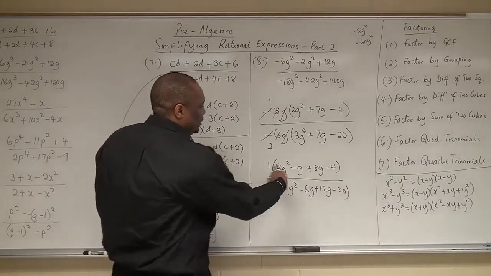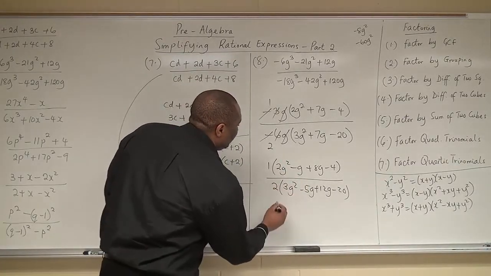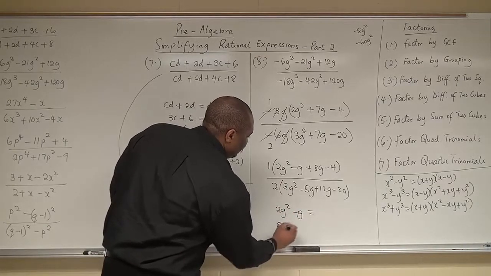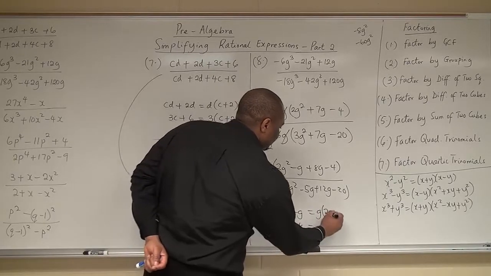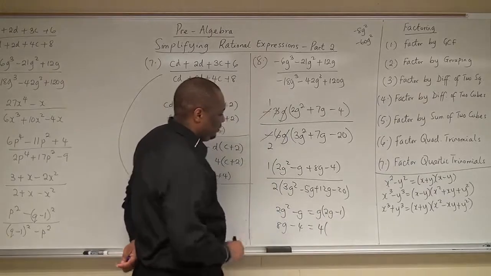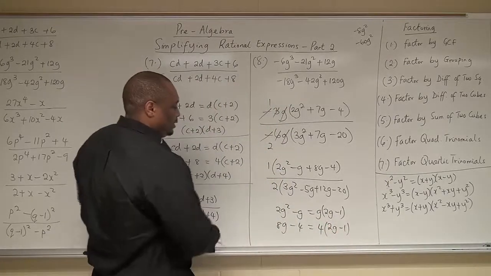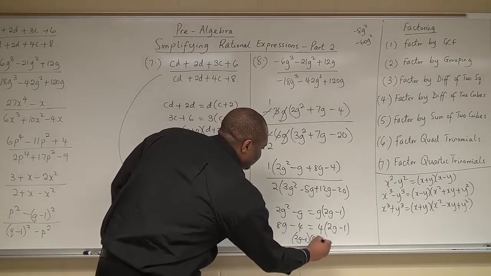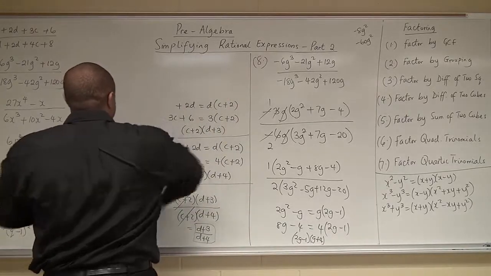I like doing my vertical method. I start with the numerator, 2g squared minus g plus 8g minus 4. Here this is g, and we have 2g minus 1. Here the GCF is 4, and we have 2g minus 1. So what we got here, we have (2g - 1)(g + 4). That is for the numerator. What of the denominator?